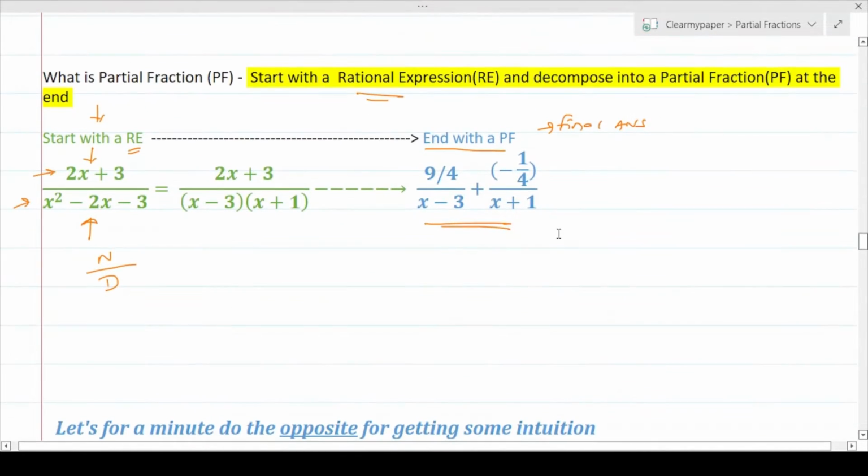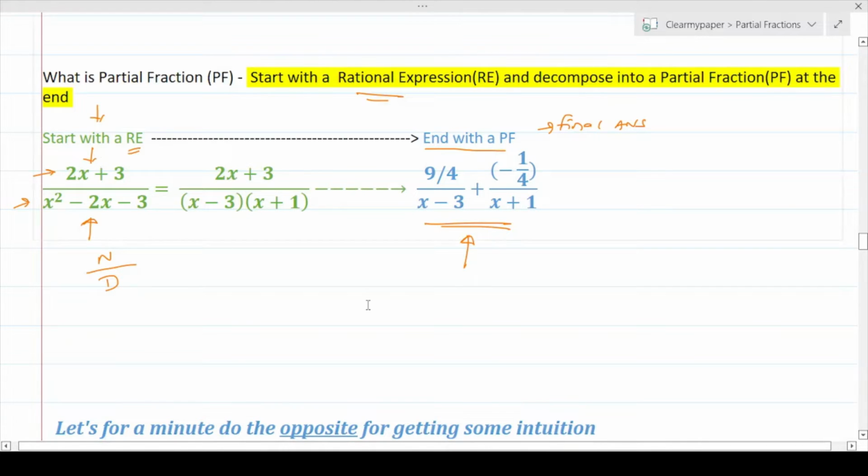So for a minute, just to get some intuition, let's do the opposite. Instead of going from a rational expression and solving it for the partial fraction, let's do the opposite, which is what we have been doing all along during our high school or higher grade mathematics, where we took these kinds of expressions. We were given the partial fraction and we were asked to simplify it to get the things in the green color. So basically we were given a partial fraction and asked to simplify to get a rational expression. So let's try to do that for a minute.